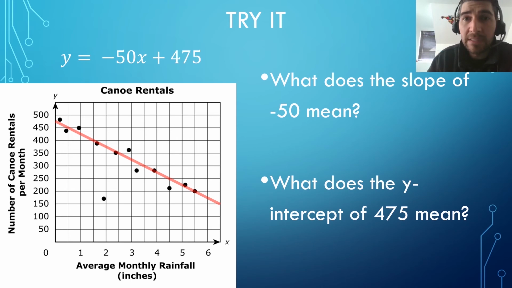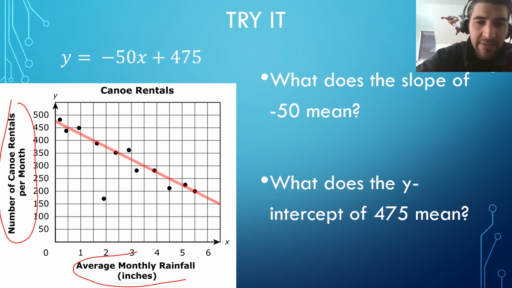Since slope is the change in y, here are my y value units, versus the change in x, and here are my x value units, or alternatively stated, rise over run, then the slope will have units that are the units of the y divided by the units of the x. So a slope of -50 means that there will be 50 less canoes rented per month, and again it's less because there is a negative sign, for every inch of rainfall.